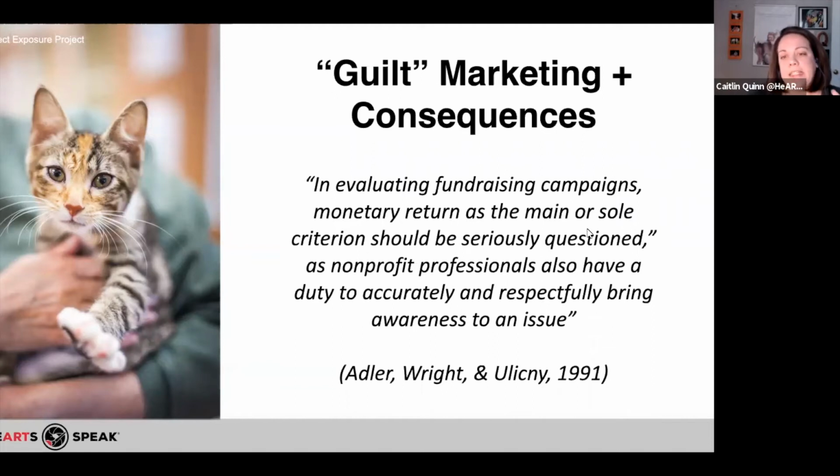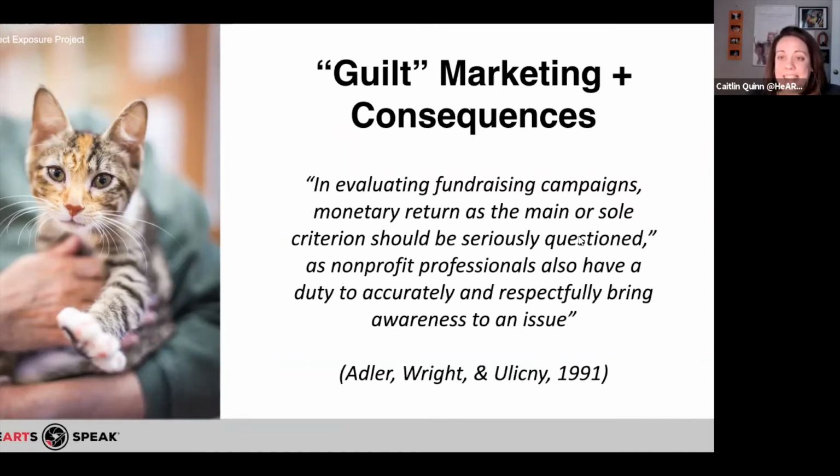And I think this is from a study that was done in the 90s, but is very, very applicable today to this conversation. This is one small quote from a much larger study, and I'm happy to share all the studies that I talk about in the follow-up materials. But I think this is an important piece for us, that as nonprofit professionals, and if you're in a municipal shelter or a government agency, put yourself in that bucket too, just for the purposes of the work that we're doing, we have a duty to accurately and respectfully bring awareness to an issue.